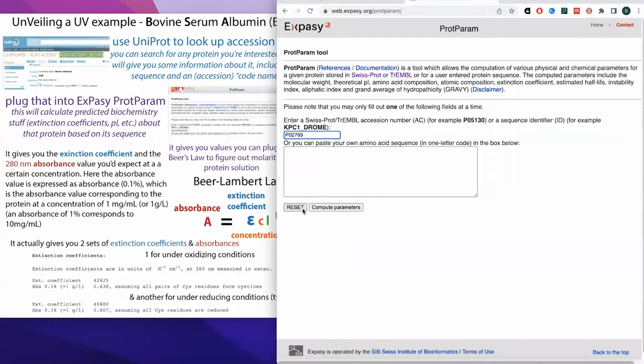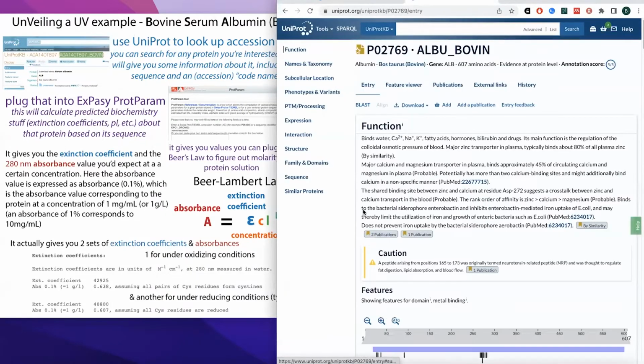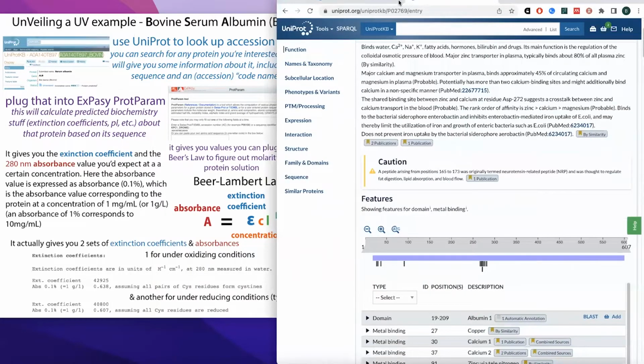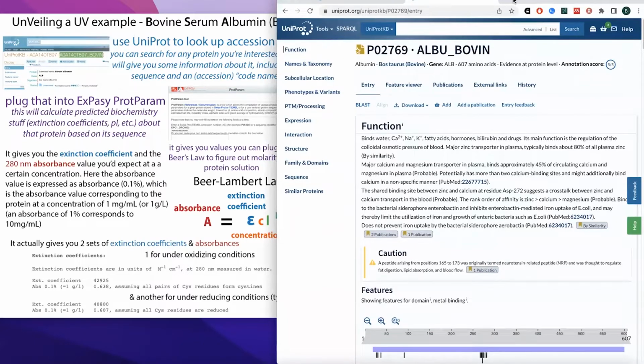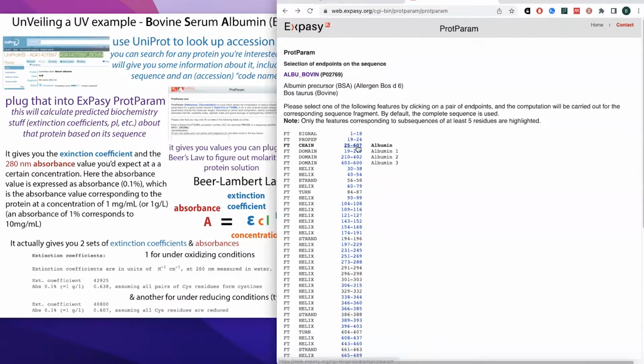So I'm going to enter the UniProt accession number. Oops, so I just reset it. I'm going to enter this and compute parameters. Now it's going to ask me to select which protein I want. So this protein gets processed and so you need to select the endpoints. So if you wanted to look at the sequence, you could go back and do that there. Otherwise, you can just use one of the predefined regions that it says. And so it's showing us that this is the main one that we would use. And so we click on that.